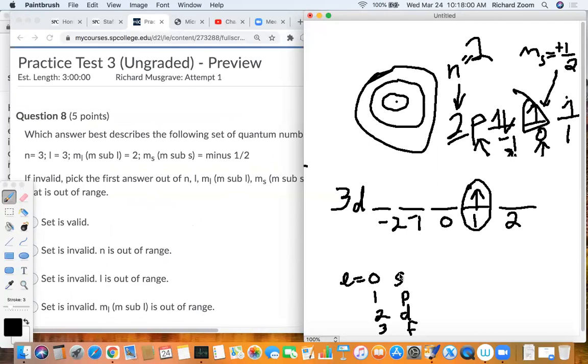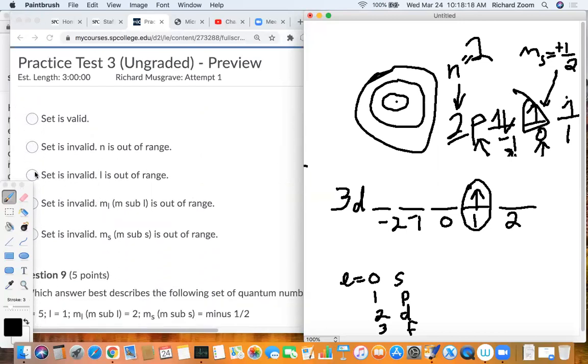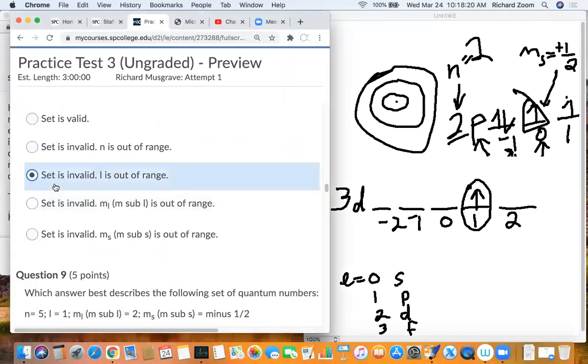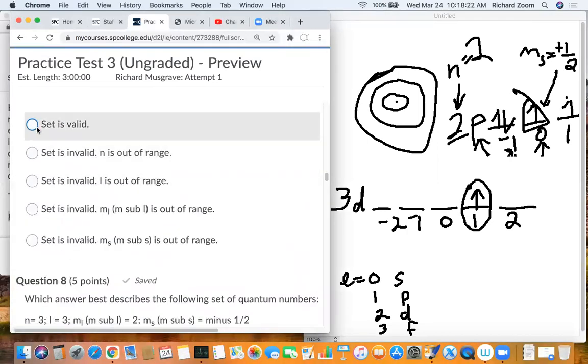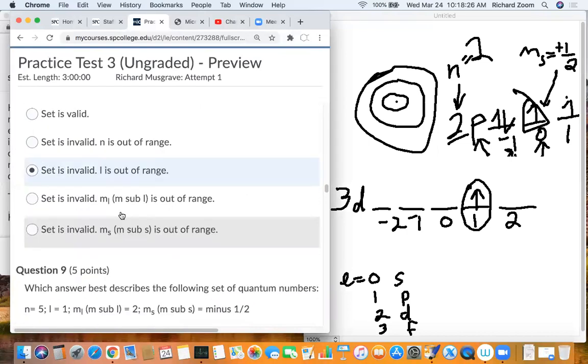All right, so looking at question 8, n equals 3, that's allowed. Now L can only be 0, 1, or 2. It can only go from 0 up to n minus 1. So n minus 1 would be 3 minus 1, which is 2. L equals 3 is too big. That set is invalid because L is out of range. This one's valid. Anybody got any questions about this one?